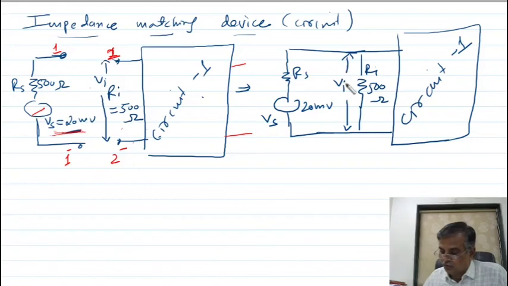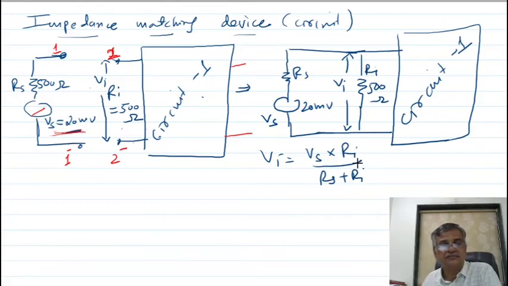What will happen? Look here. What will this Vi be? Can you get Vi as 20? From this circuit I can write Vi is equal to Vs into Ri upon Rs plus Ri. You know the voltage distribution law. This Vi is the applied voltage into this resistance upon total resistance. Look, calculate now.